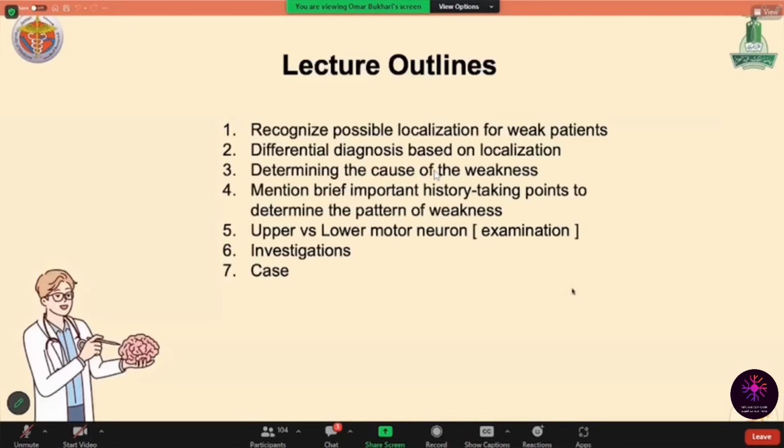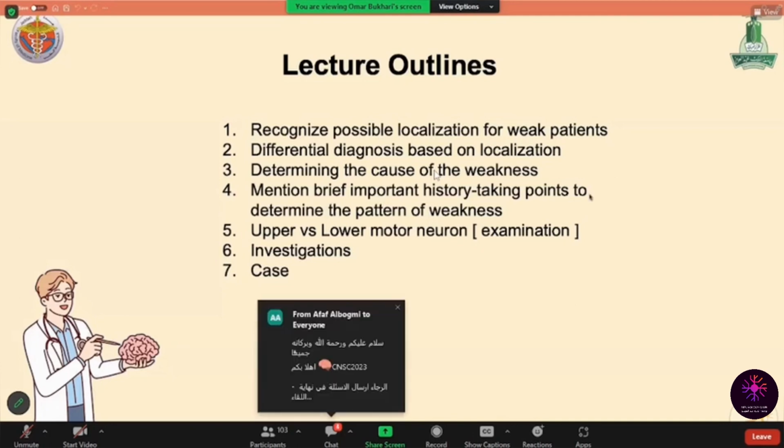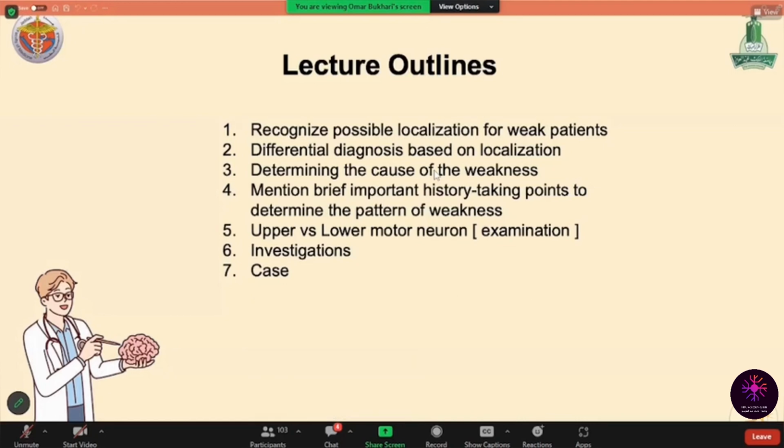Our objectives for today's lecture: we will recognize a possible localization for weak patients, differential diagnosis based on localization, determining the cause of the weakness, mention brief important history taking points to determine the pattern of weakness, and how to differentiate between upper and lower motor neuron through examination, investigations, and finally with the case.